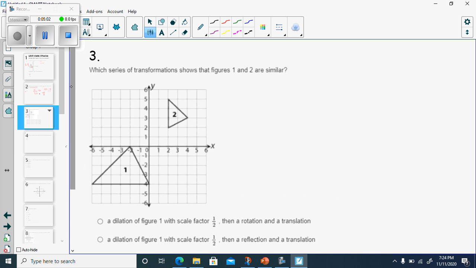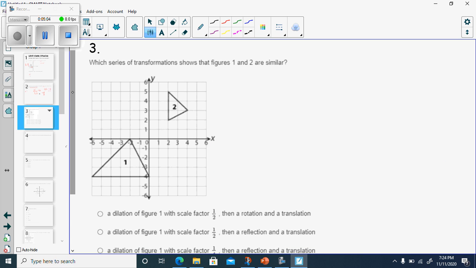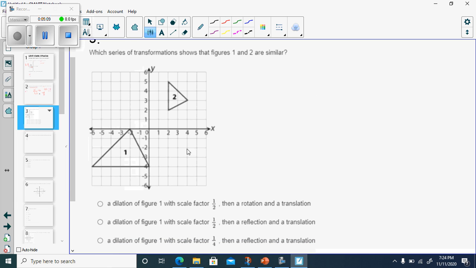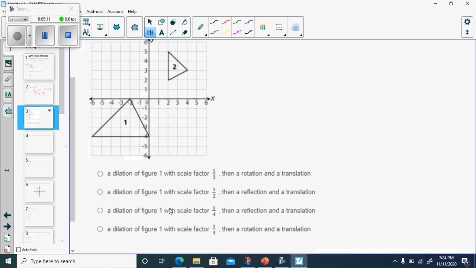Let's look at number 3. Which series of transformations shows that figures 1 and 2 are similar? Well, in each one of these, we're starting with figure 1. If we're going to make it to figure 2, we need it to be smaller. Our scale factor will be a fraction. The difference between these here is whether it's 1/2 or 1/4. Let's find two sides that correspond, because we know our scale factor will be equal to the length of the image side over the pre-image.